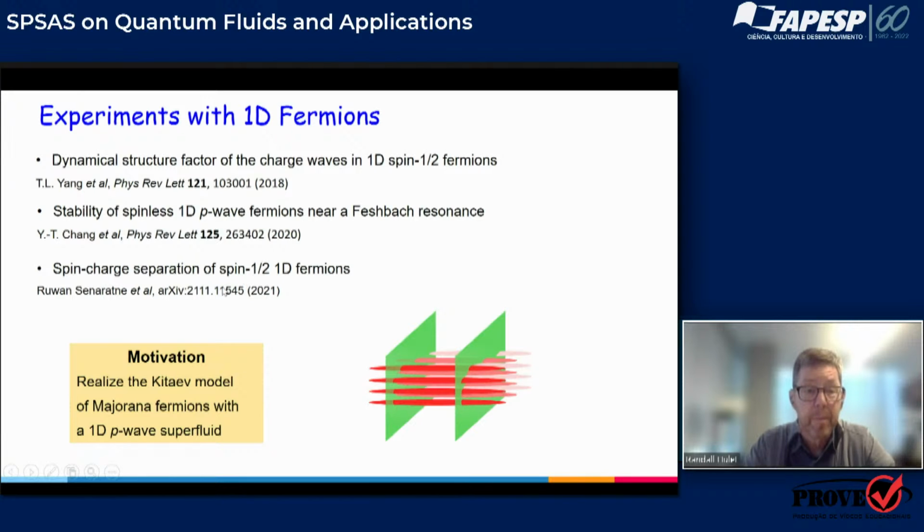And I mentioned the experiment that we did several years ago on the dynamic structure factor of charge waves. And this is the work that I talked about mainly today. The spin-charge separation is on the arXiv.